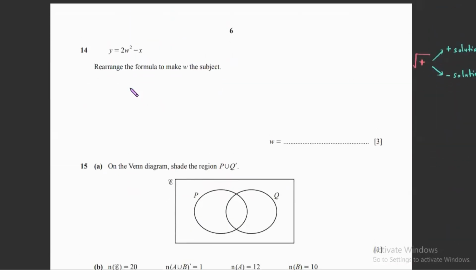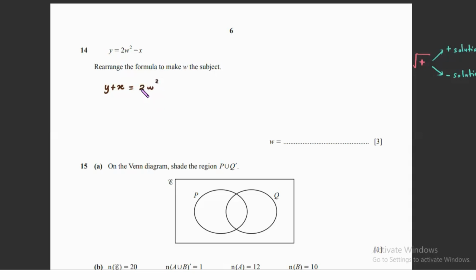In question number 14, you are supposed to rearrange the formula to make W the subject. To make W the subject, there is a number as well as a variable that is connected to this W. So you need to remove both of them. But the one that has to be removed first is the one that is furthest from W, or is loosely bound to W. So minus x is the furthest from W. So I need to get rid of that from W. It's being subtracted, so if I take it to the other side, I need to add it to the other side. So it becomes y plus x is equal to 2w squared.